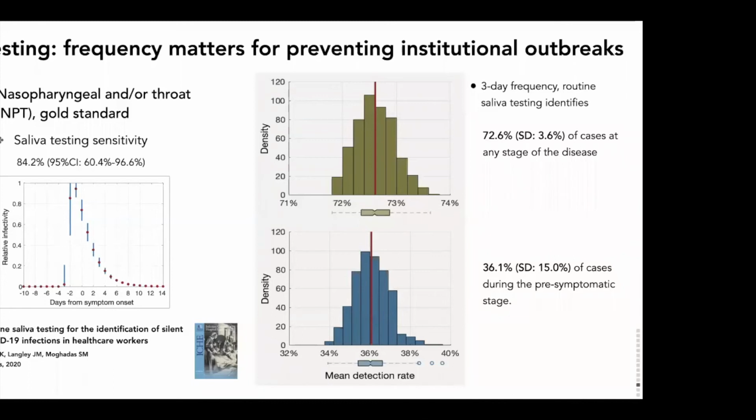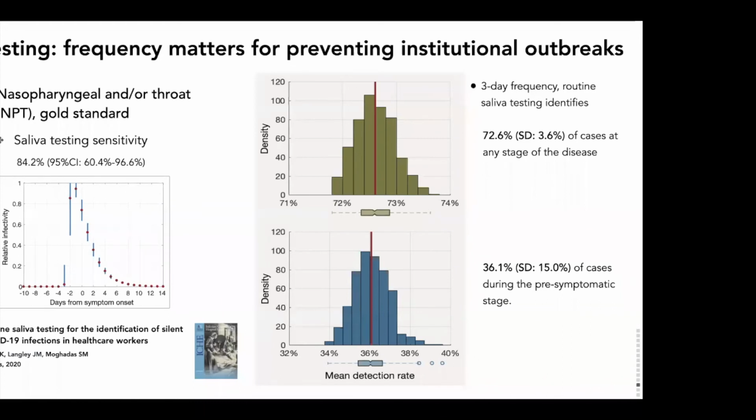Obviously, testing is really critical in terms of preventing transmission of silent infection into any environment and triggering an outbreak. And what we found was that a 3-day frequency of saliva testing would help identify around 73% of all cases at any stage of the disease and 36% of cases during the pre-symptomatic stage of the disease. And that would satisfy the condition for prevention of an outbreak with identification of sufficient silent infection. So this was another study that we did in terms of mitigation measures being implemented post-lockdown.